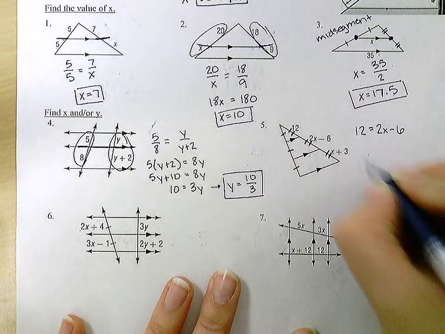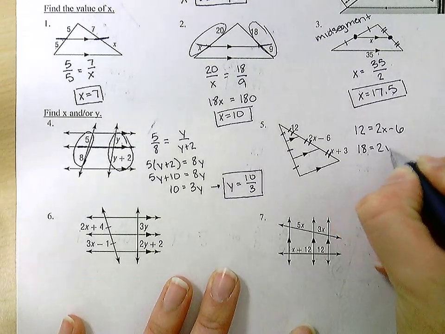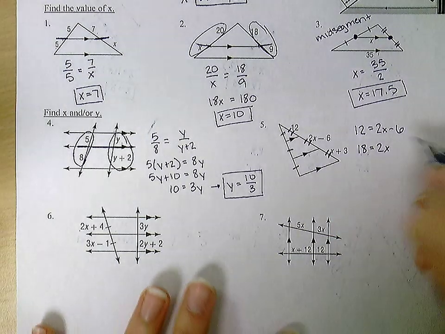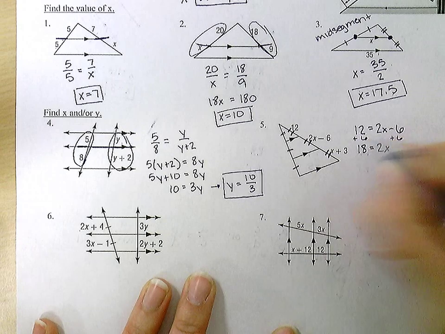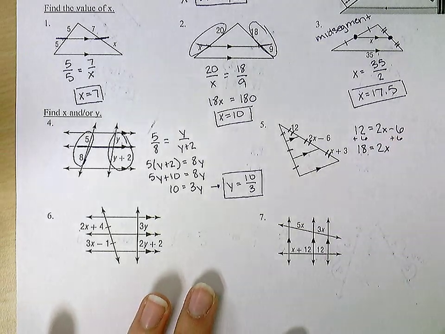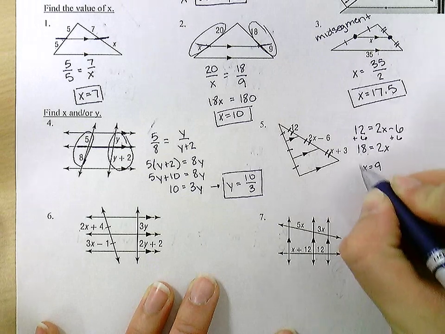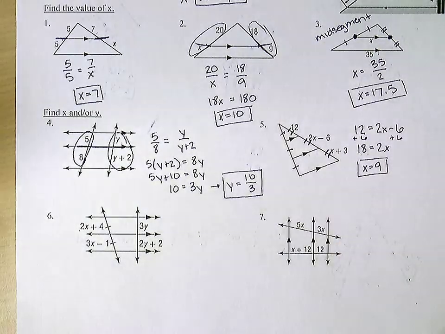So I have 18 equals 2x, because I added 6. Then divide both sides by 2. X will equal 9.